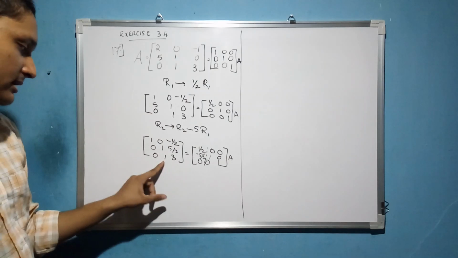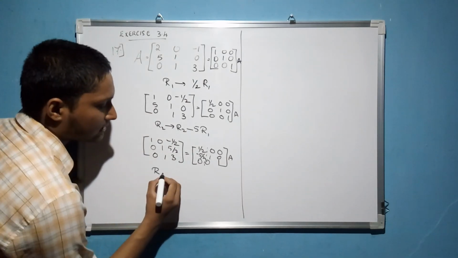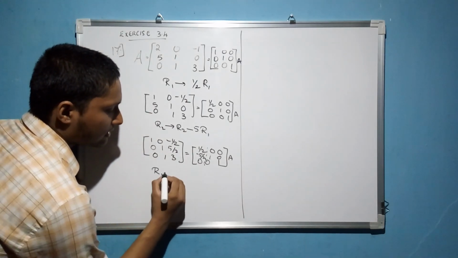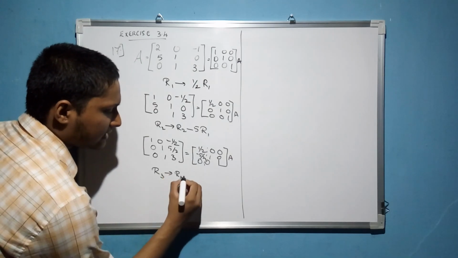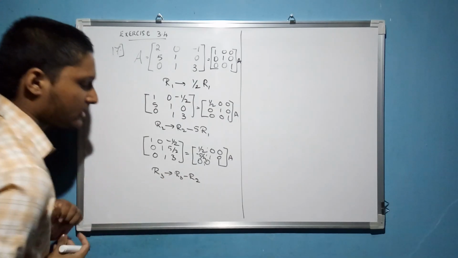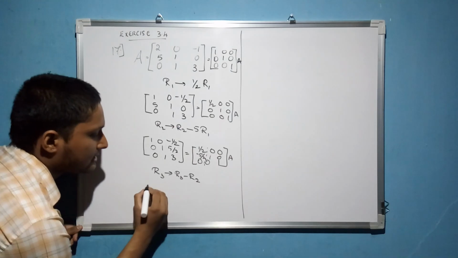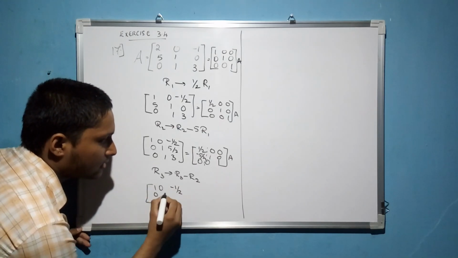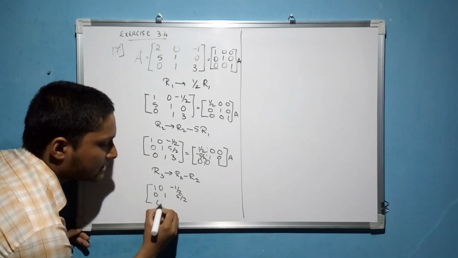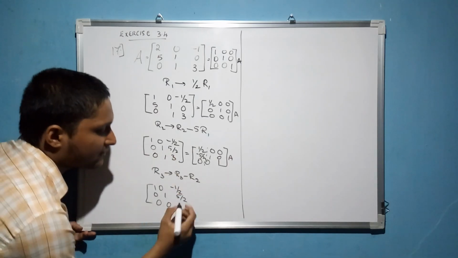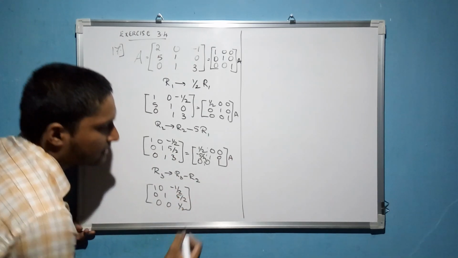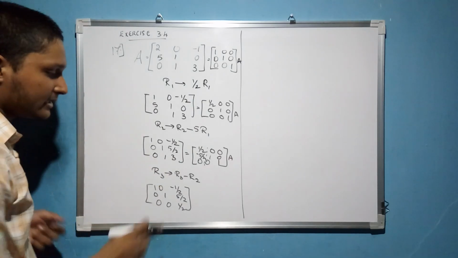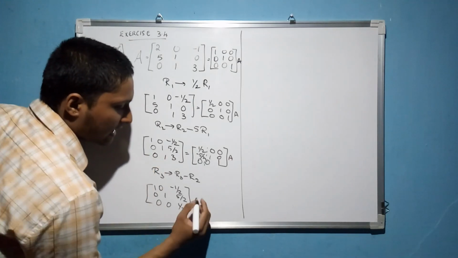So now the remaining one is here. So let me take R3. R3 becomes R3 minus R2. So it forms 1, 0, minus half, 0, 1, 5 by 2, 0, 0. 3 minus 5 by 2 is half. Yeah, right? 3 stands for 6 by 2. So 3 minus 5 by 2 is half.